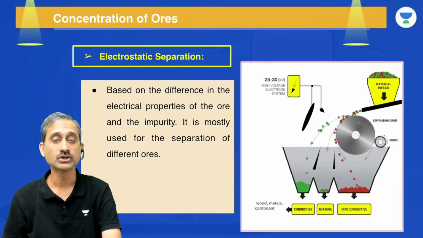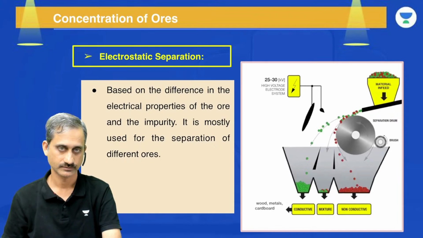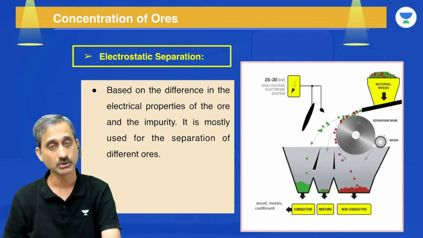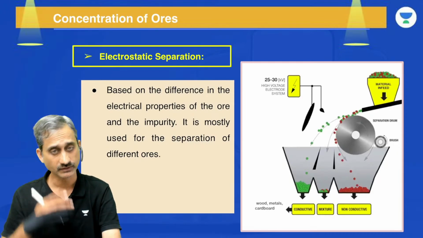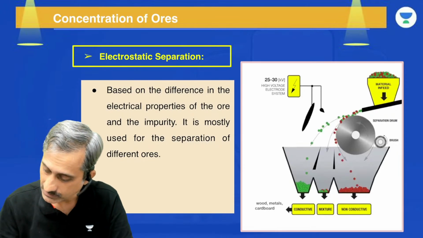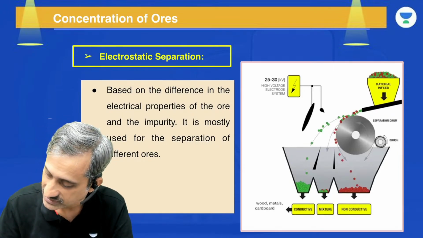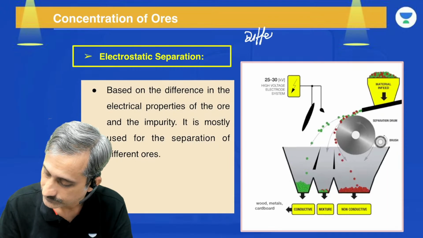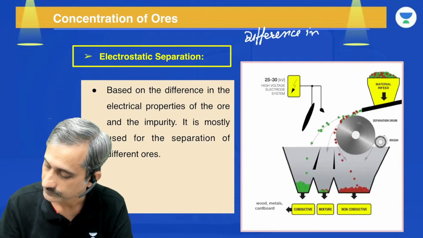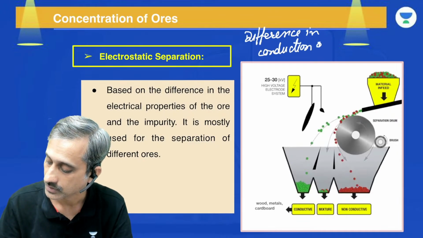Now we talk about something called electrostatic separation. This is based on the difference in the electrical properties of the ore and impurity. Again, that is used for the separation of different ores. Now, please remember, it is based on difference in conduction of electricity.